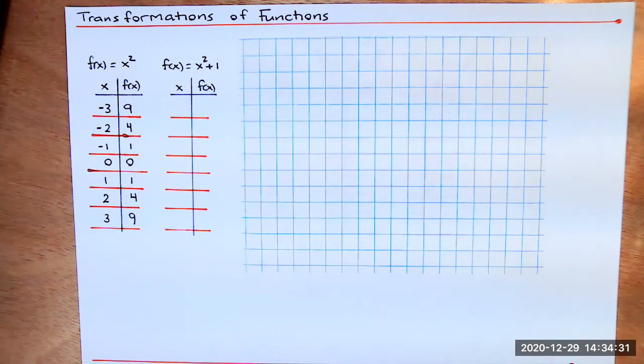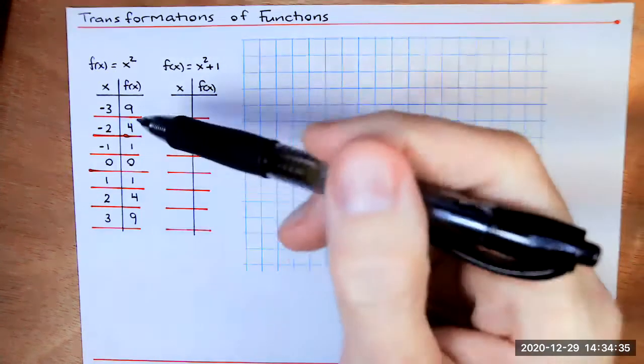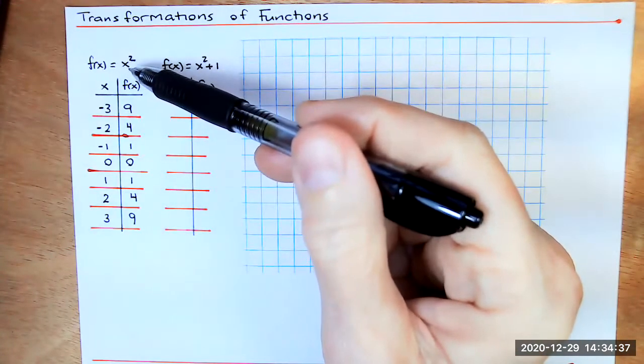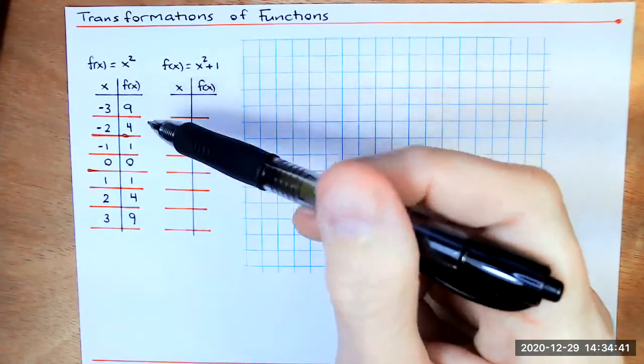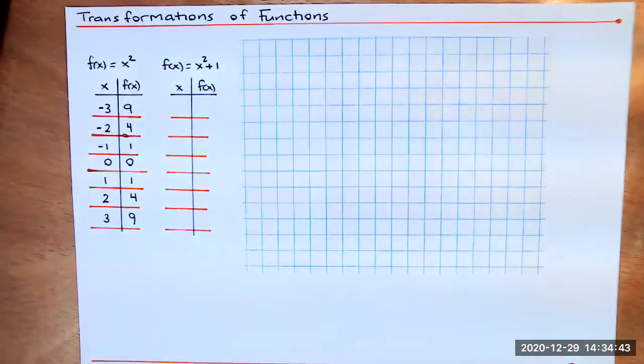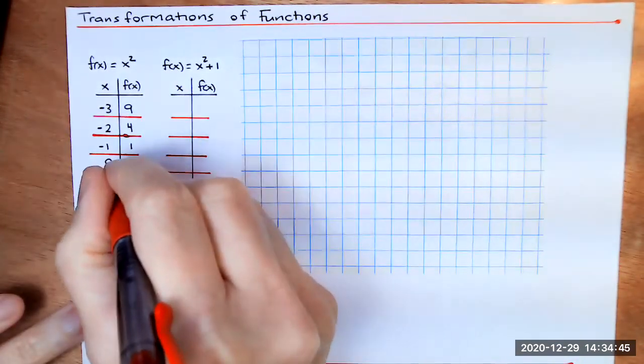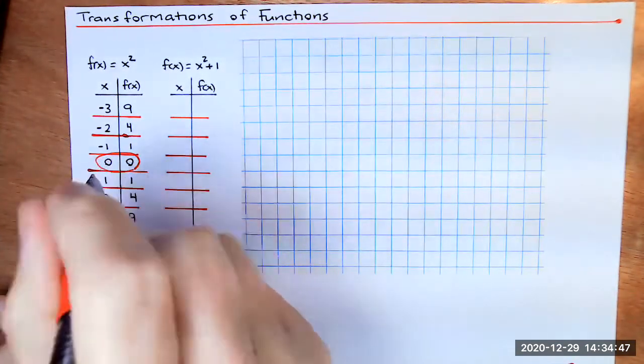All right, let's talk about transformations of functions. So let's use our basic function f of x equals x squared, which is a parabola with vertex at the origin, to compare to.